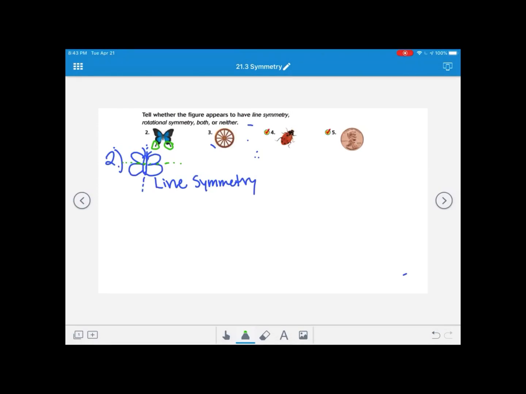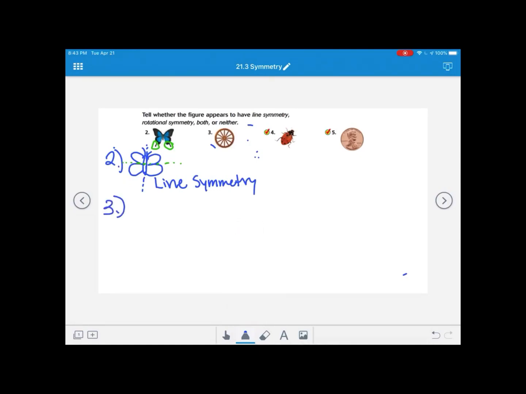Now, because of these extra details and the different shapes of the wings and whatnot, if we were to turn this butterfly with rotational symmetry, it would not be the same figure. It would not be the same in multiple positions. So it only has line symmetry.